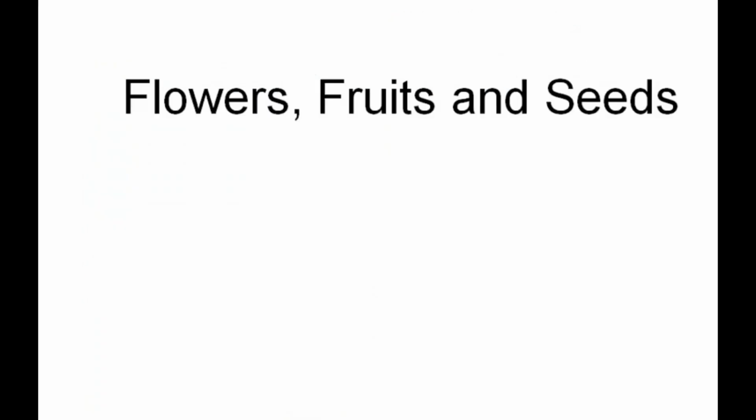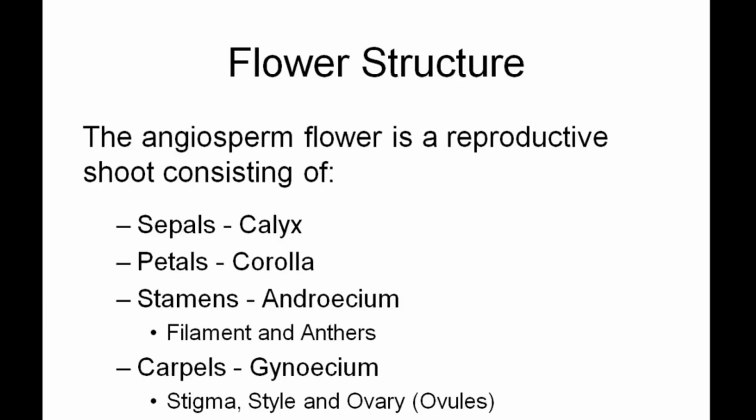Now let's take a look at flowers, fruits, and seeds. The angiosperm flower is the reproductive shoot consisting of the sepals. A whorl or ring of sepals is known as the calyx. Petals. A whorl of petals is known as the corolla.